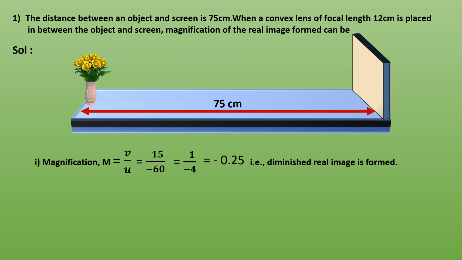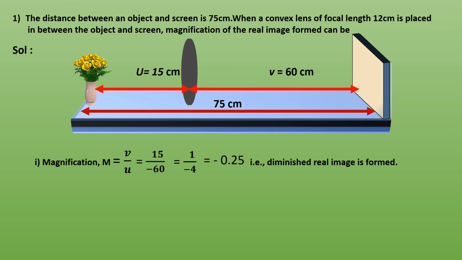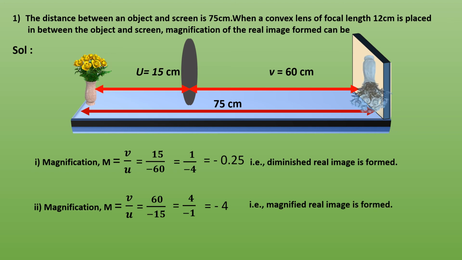Now let us go for second case. Now when the lens is kept at a distance of 15 centimeters from the object, that is, object distance u will become 15 centimeters, and from this we get image distance v is equal to 60 centimeters. Now let us find magnification for these values. Magnification m is equal to v by u, that is equal to 60 by minus 15, and if we simplify this we get magnification as minus 4, that is, magnified real image is formed, and that can be seen on the screen.